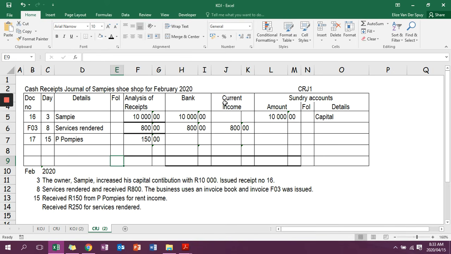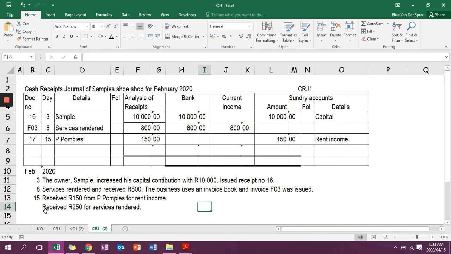Is it current income? No. So therefore we go to sundry accounts. So in sundry accounts, I'm going to have 150 Rand. And then what was this for? Rent income. So I'm writing in rent income. And that is my name of my general ledger.